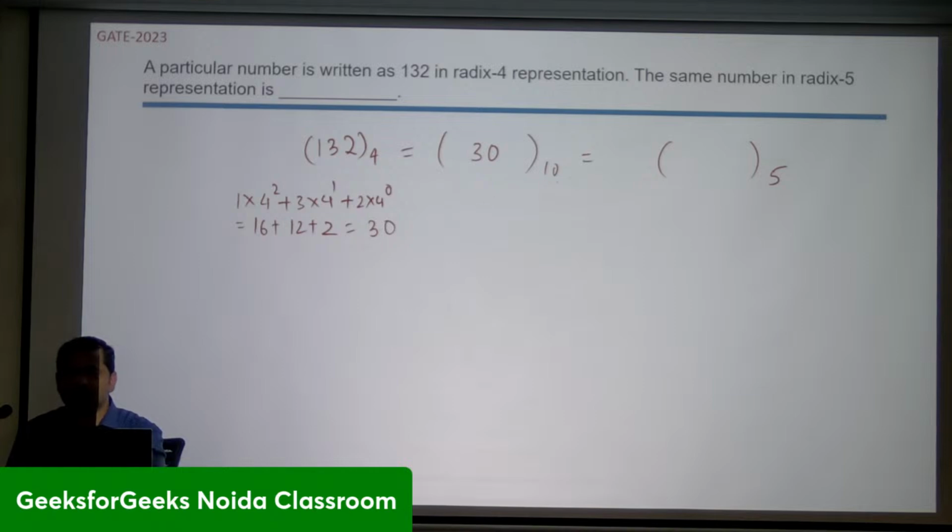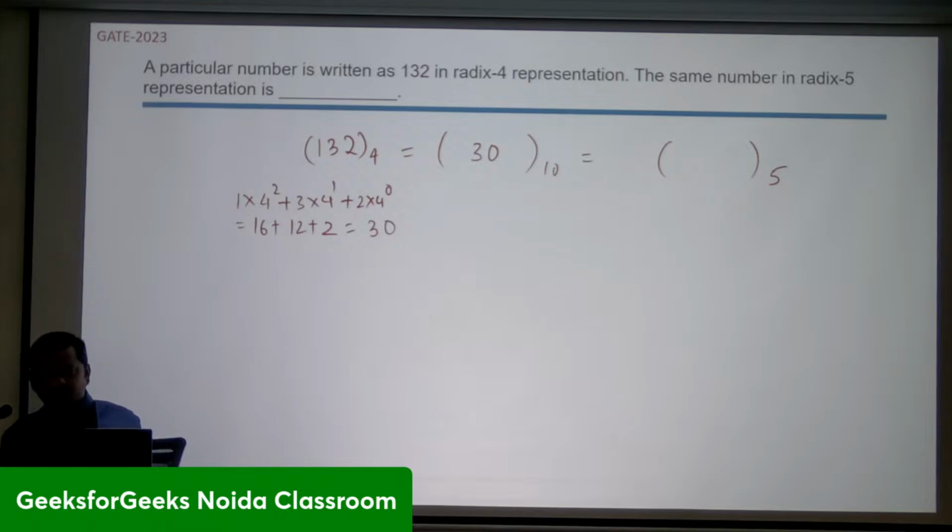Okay, and 30 base 10 is 16 plus 8 is 24 plus 4 plus 2. Okay, we need not convert it into binary. So this is the binary one. We just need not convert it into binary.